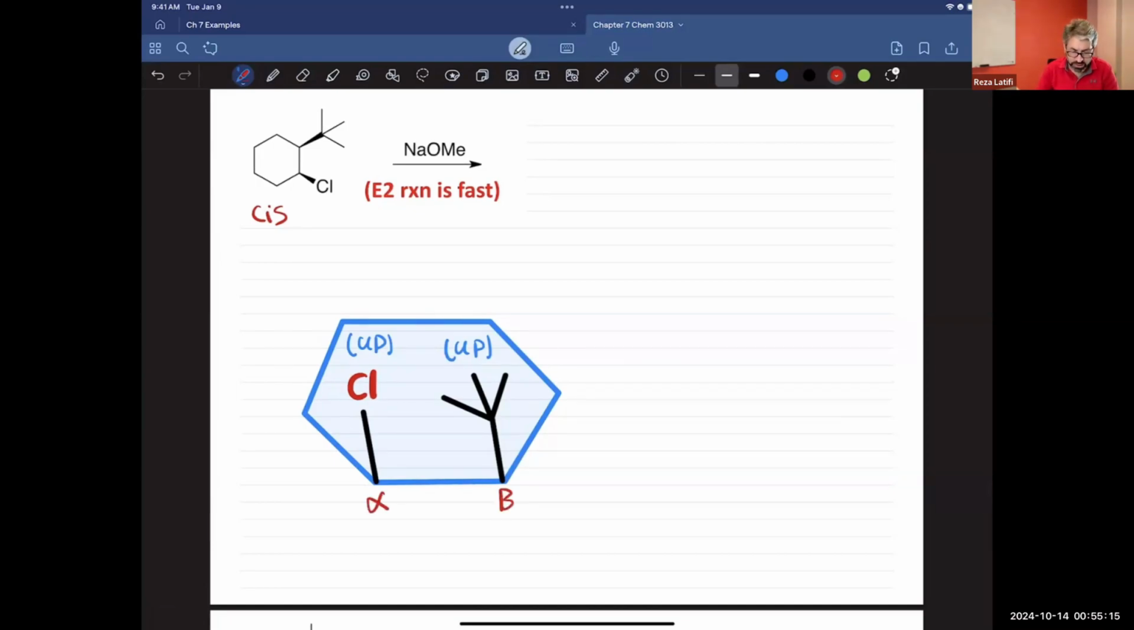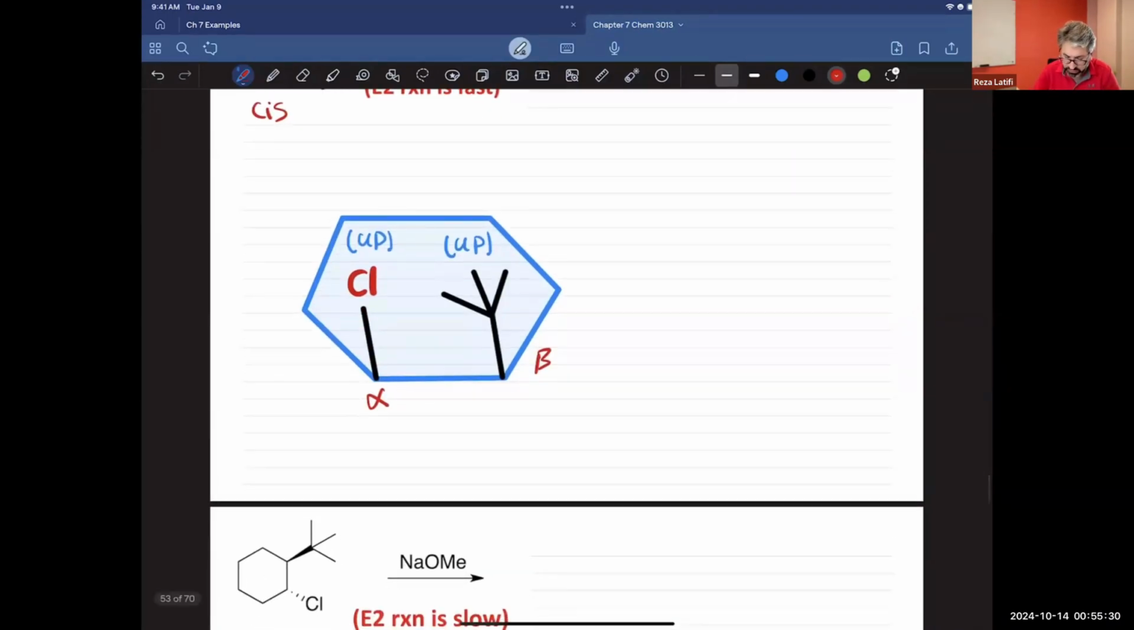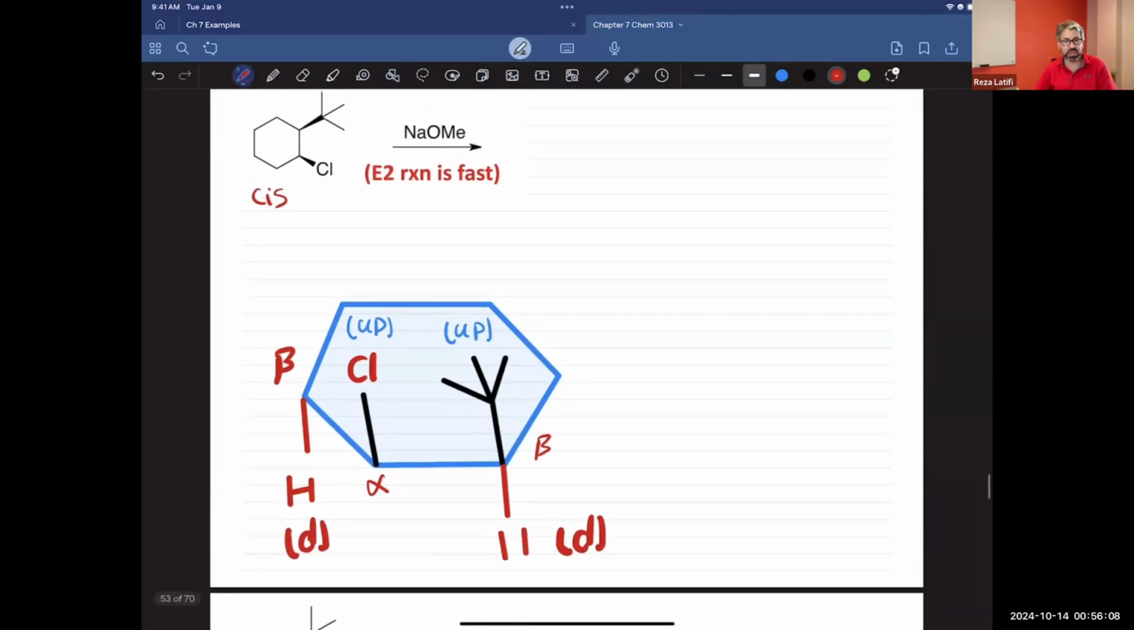And remember, in order to do E2 elimination, I need a hydrogen that is in an anti position relative to the halide. Where can I find the hydrogen? I can find hydrogen here. This is a beta carbon, and that hydrogen is pointing down, far from, opposite of, the tertiary butyl, which is a bulky group. Also, I have a hydrogen here that also is pointing down. That one also is beta. So technically I can get two products.